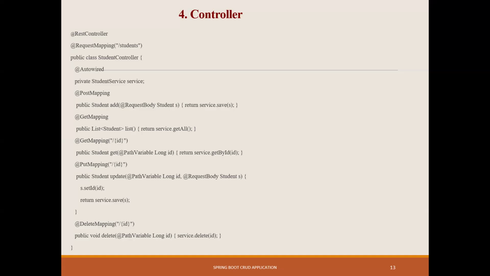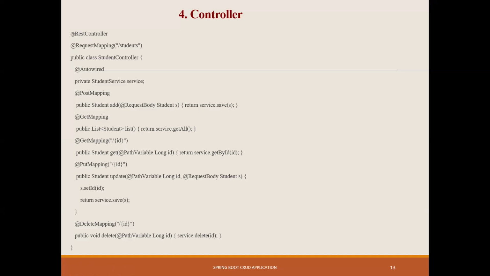So here we have this method implementation as return service.save. This request will be forwarded to the service layer. There we have the implementation of the save method from this JPA repository to store the record in our database server.